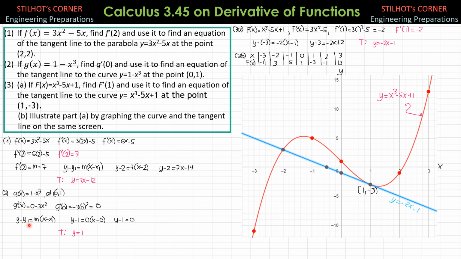y minus y1 equals slope times quantity x minus x1. So y minus 1 equals 0 times quantity x minus 0. So that's 0. So y minus 1 is 0. So the equation of the tangent is indeed y equals 1.